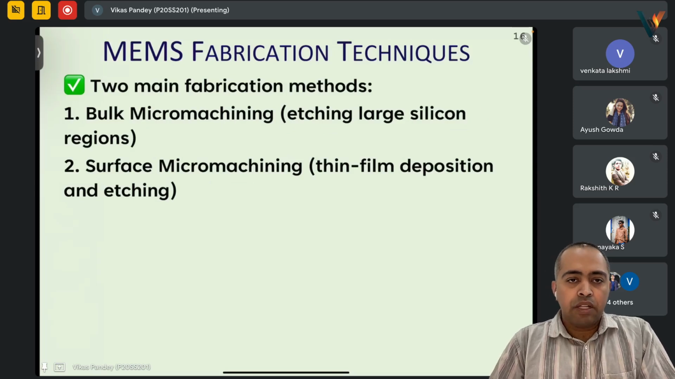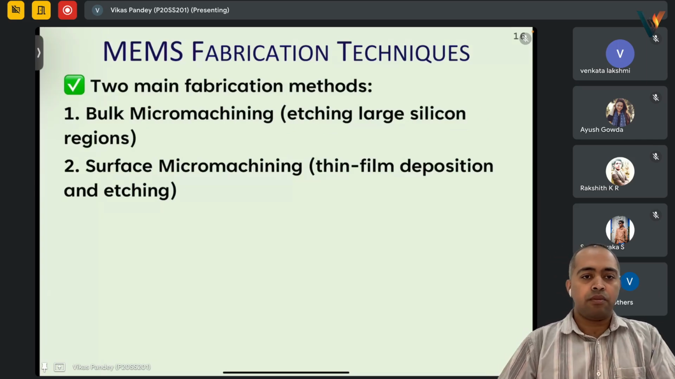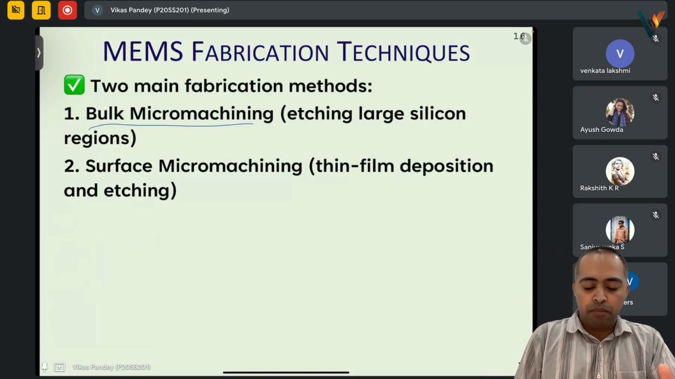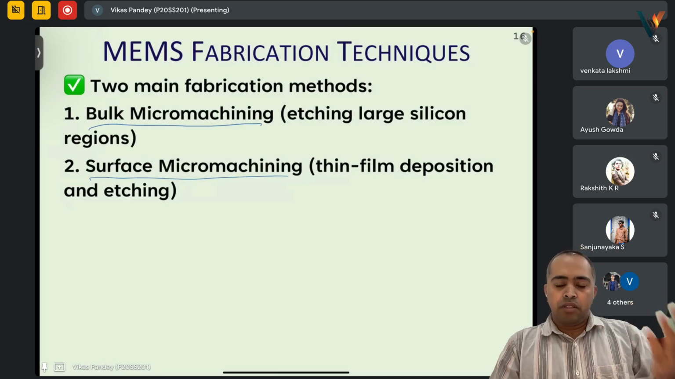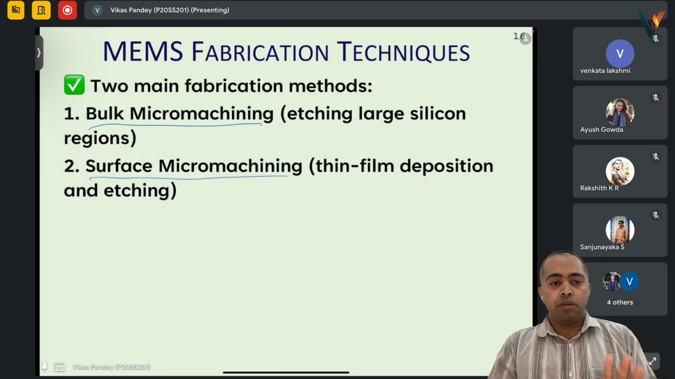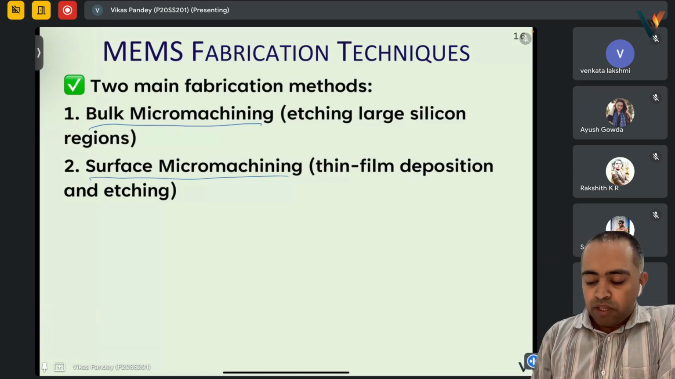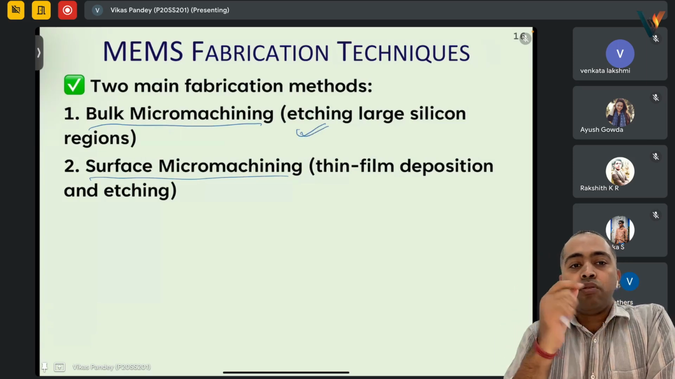So as we have seen, for MEMS fabrication there are two techniques: micromachining, or removal of material, bulk and surface. In case of bulk, mostly large regions of silicon are etched. For surface micromachining, thin film deposition and etching are usually used. So when we talked about etching, we are covering both bulk and surface. Based on our usage, we will do more or less.